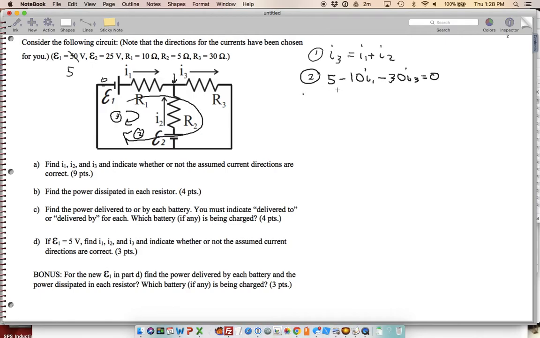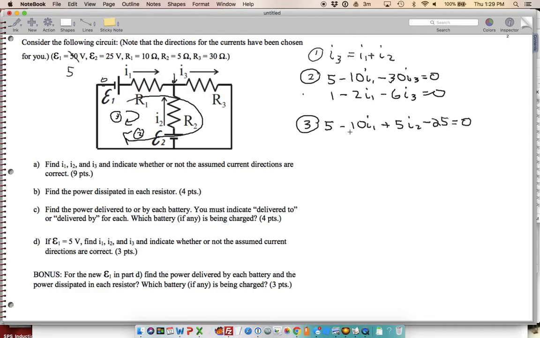So let's simplify this: it is going to be 1 minus 2 I1 minus 6 I3 equals 0. All right, now 3 is going to be 5 minus 10 I1 plus 5 I2 minus 25 equals 0. So 5 minus 25 is minus 20.